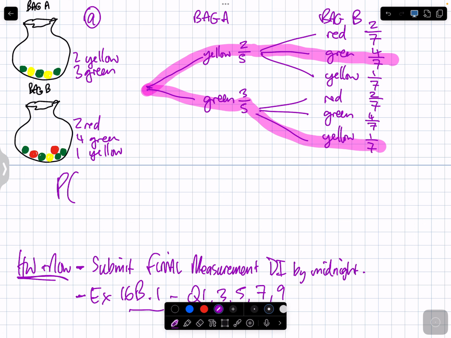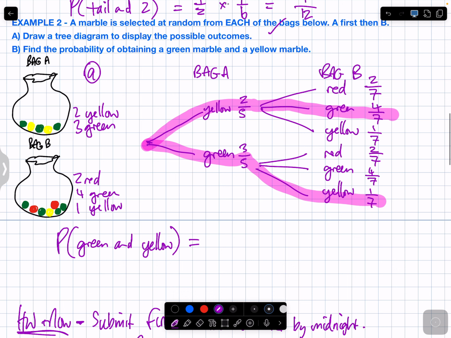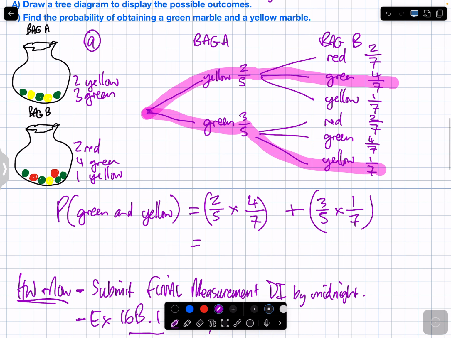So the probability of green and yellow. All right, top branch. Top branch is 2/5 times 4/7. That's going to give you the probability for that particular branch. But because we've got 2 ways of achieving that same goal, I have to add the probability of the other branch too. The other branch is going to be 3/5 times 1/7. So do these separately first. 2/5, 2 times 4, 8, 5 lots of 7, 35. Is 8/35 going to cancel at all? Is 35 an even number?